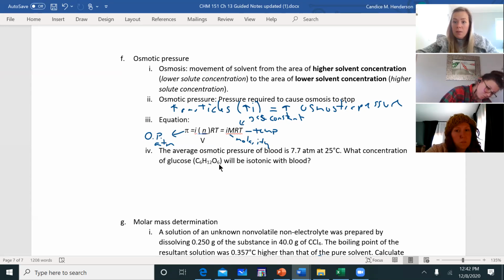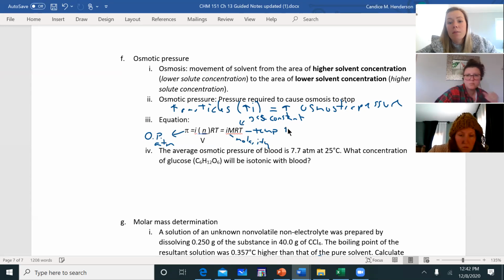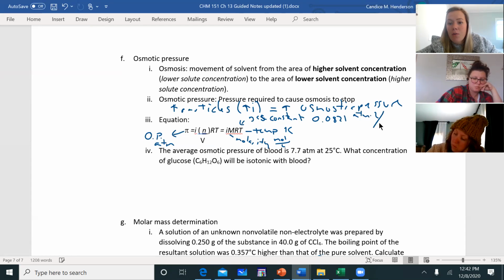Temperature in Celsius? No, temp is going to be in Kelvin. Molarity is going to be in moles per liter. No unit on the I. For the gas constant, remember the units are atm, liter, mole, Kelvin. Let me write that out: 0.0821 atm liter over mole Kelvin. If those are the units we honor for the gas constant, everything else has to fit into those units.